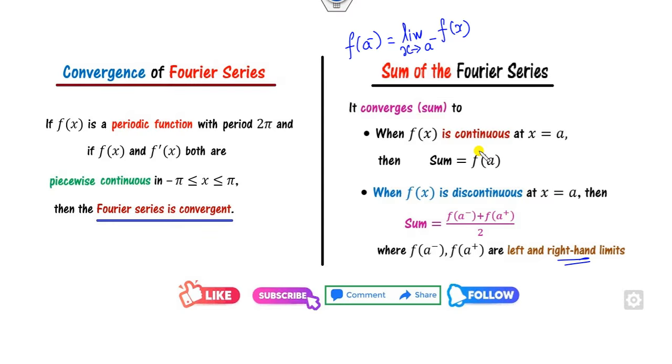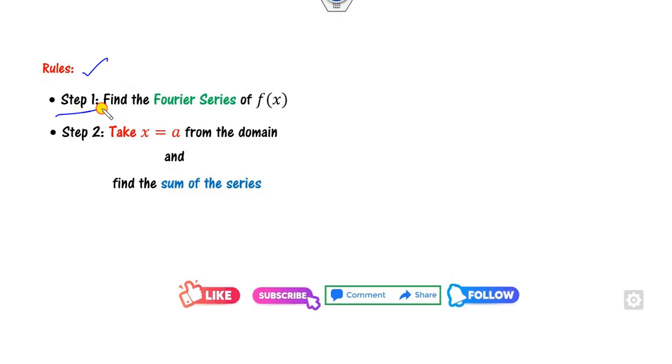Now based on this concept, I will tell you the simple two-step rule. The first step is to find the Fourier series, and then you can choose the value of x, whether it's 1 or 0, whatever it is, from the given domain, and then you can easily find the sum of the series.